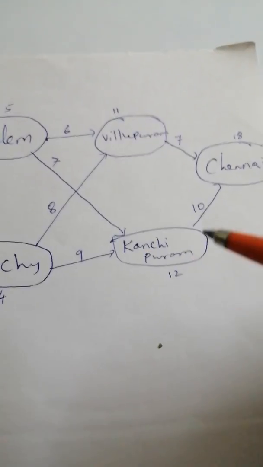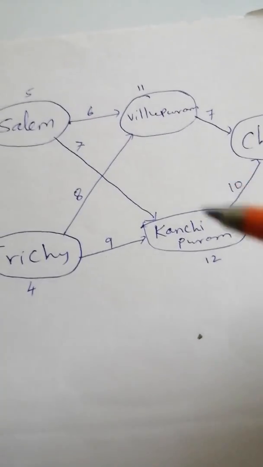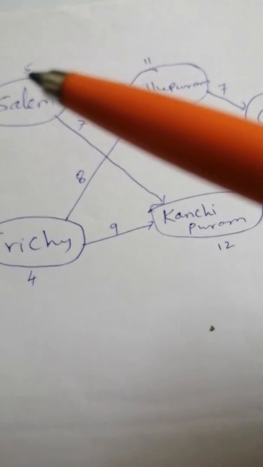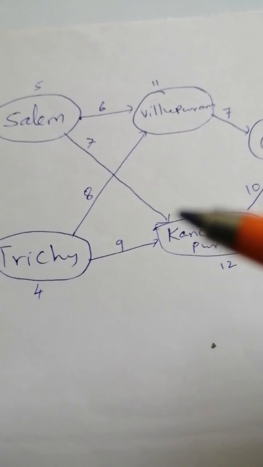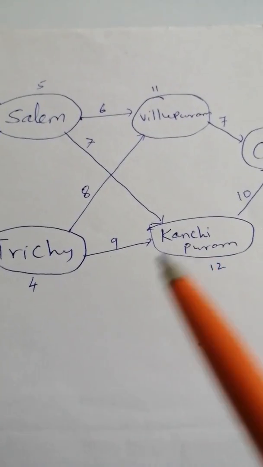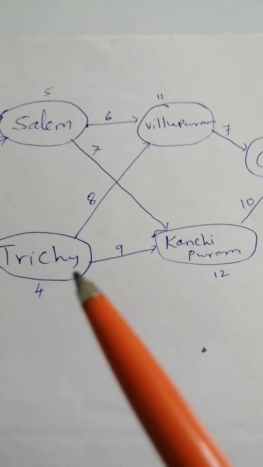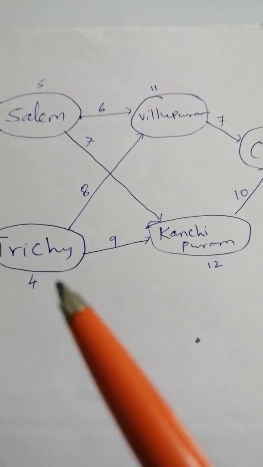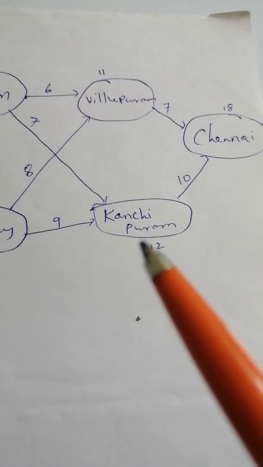Similarly, consider Kanchipuram. The optimal path for reaching Kanchipuram from Salem should be considered. Already we have stored the distance as 5, and the distance from Salem to Kanchipuram is 7. So the total distance is now 12. We have to consider another path, Trichy to Kanchipuram. In Trichy we have already computed the distance 4, plus the distance from Trichy to Kanchipuram is 9. So in total it is 13. Out of this 13 and 12, the minimum distance is 12, which is written here.